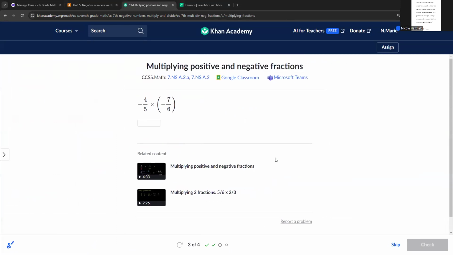Multiplying fractions, very easy. Better than adding and subtracting. You just multiply straight across. What's 4 times 7? 28. What's a negative fraction times a negative fraction? A positive fraction. And what's 5 times 6? 30. Now simplify this. What's the GCF of 28 and 30?